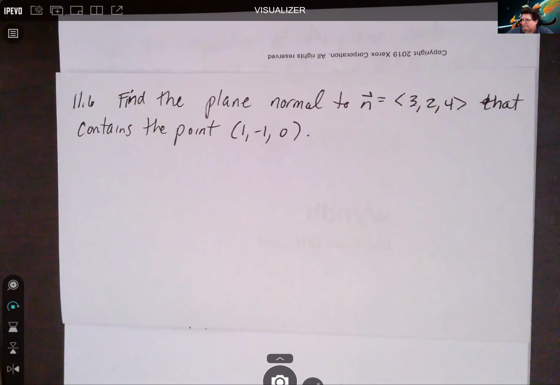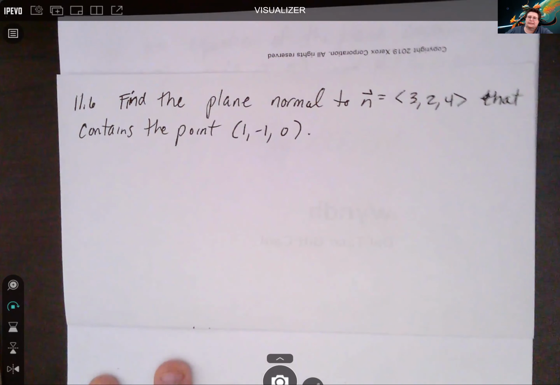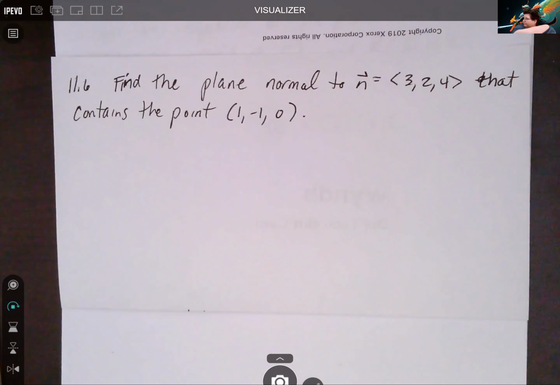A warm-up problem for you guys. It's in 11.6. We'll see how this first test goes.